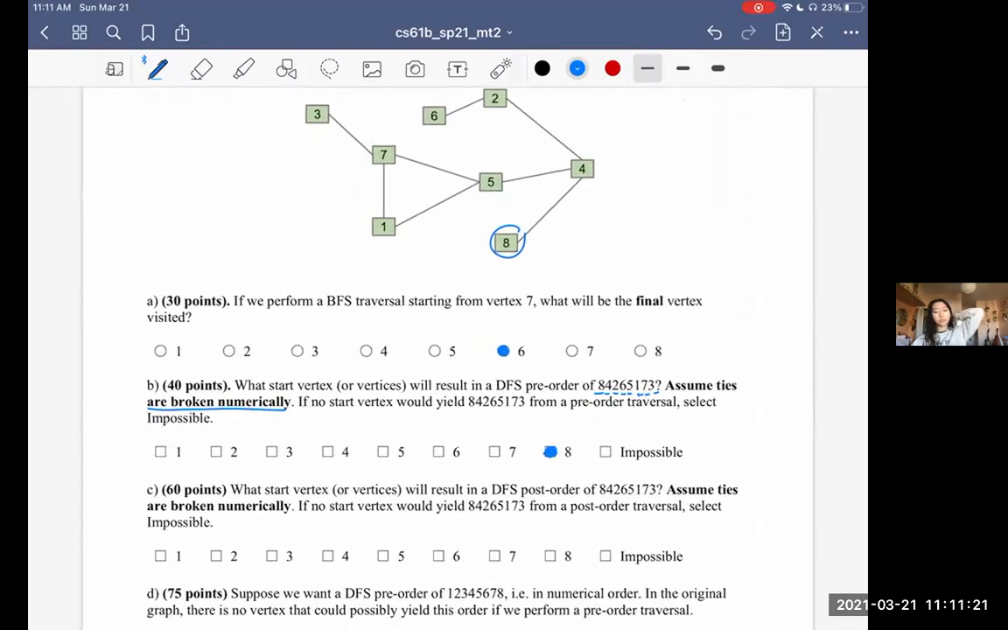Now, we want to know what start vertex or vertices will result in a DFS post order of 8, 4, 2, 6, 5, 1, 7, 3. And again, we're going to assume ties are broken numerically. And if this is impossible, then we will mark it as such. And so we can take a moment to think about this.